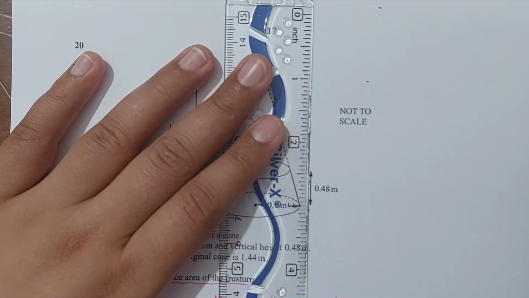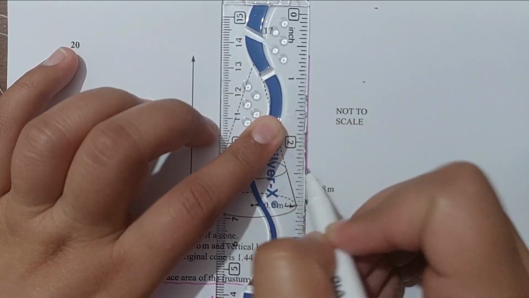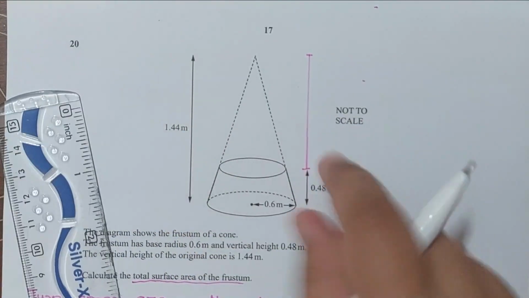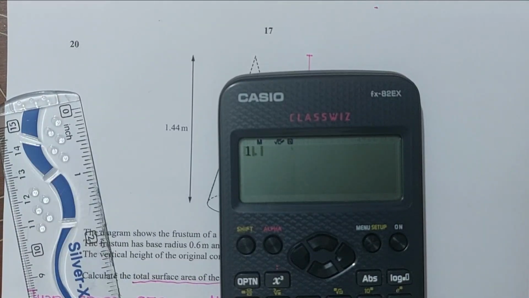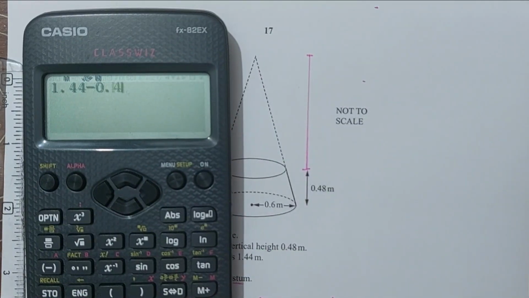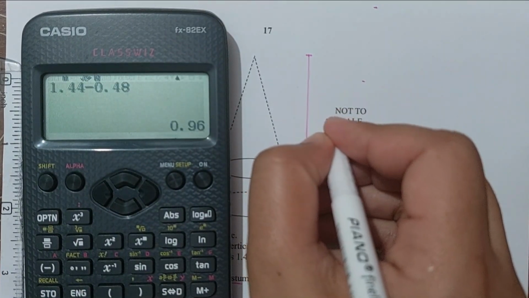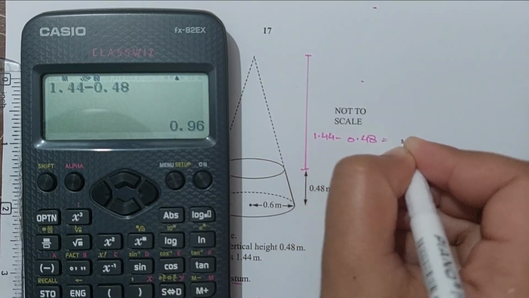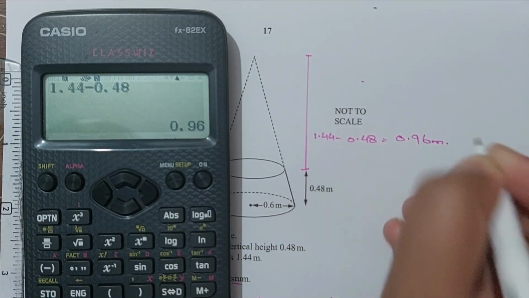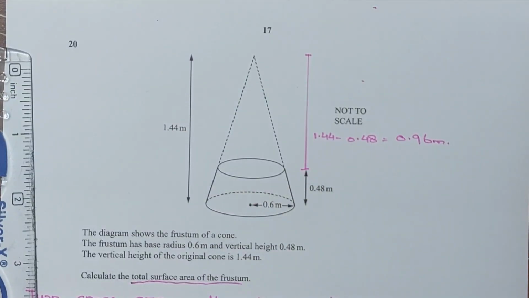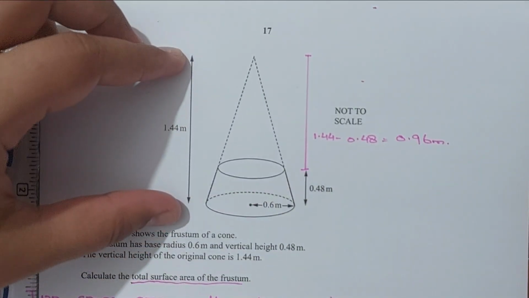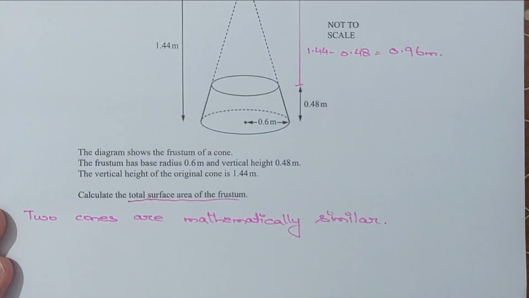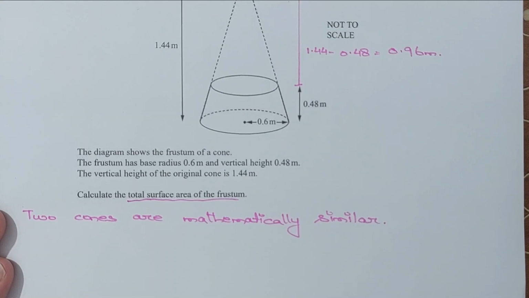So first let me figure out the height of the smaller cone. How do we get the height of the smaller cone? From the larger, subtract this one. We can say 1.44 minus 0.48, which is 0.96 meters. Now we have the heights of the two cones, the height of the larger one and the height of the smaller one. The two cones are mathematically similar, so the ratios of their corresponding sides are equal.